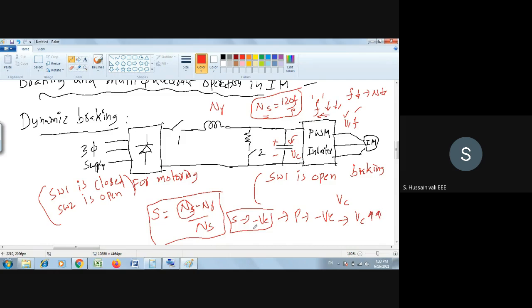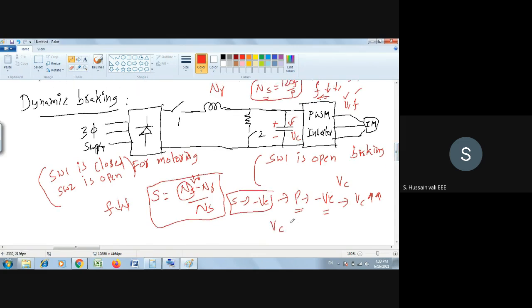See, simple logic here: you reduce the frequency, so Ns will get reduced. If Ns gets reduced, S becomes negative. If S becomes negative, power becomes negative. Then the power flows from the induction motor to the capacitor, so the capacitor voltage will increase. If the capacitor voltage, which is increasing here, is more than the set value, a value that will be set for the capacitor, then you close switch number 2. So switch 2 is closed.